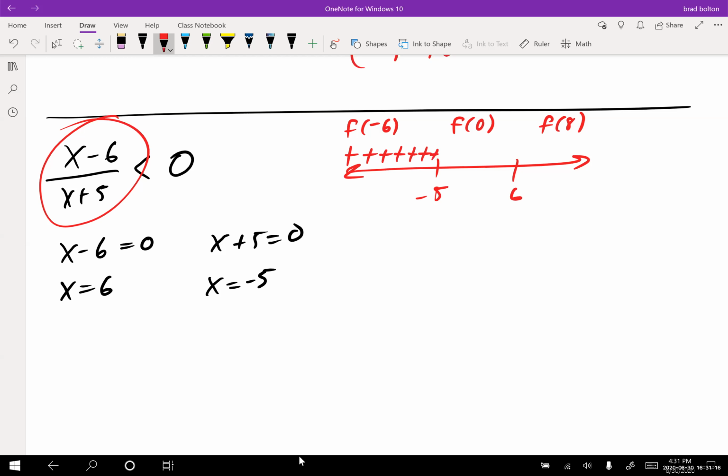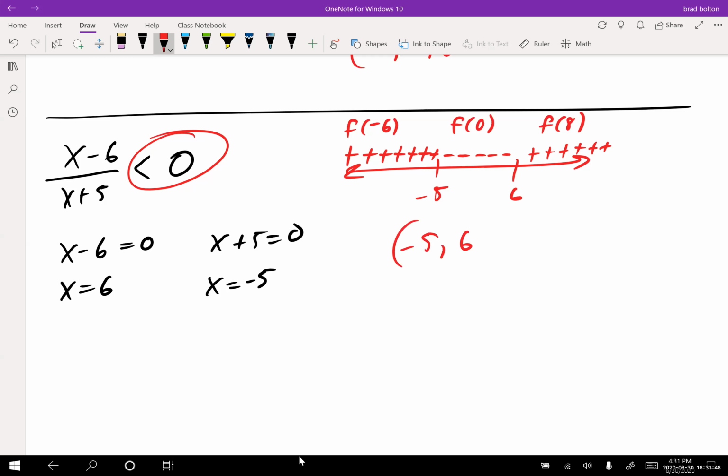Now let's plug in 0. Well, that'll be negative 6 over 5. So that's negative. And then when we plug 8 in, that's a positive over a positive. So that'll be positive. Do you guys notice that I'm not even concerned with what number it is? I only care if it's a positive number or a negative number. I don't care if it was 8/5 or 17/3 or 7. All I care about is positive or negative, because the problem only cares about less than 0 or greater than 0. So in our case, we only care about less than 0, so that would be from negative 5 to 6. And we're done.